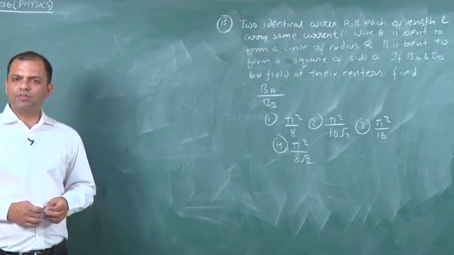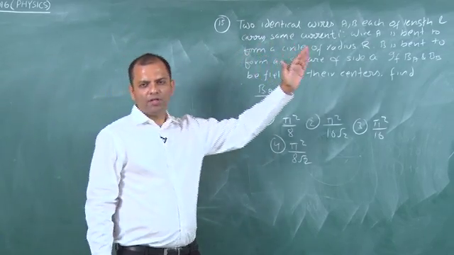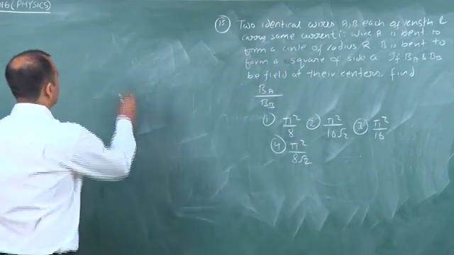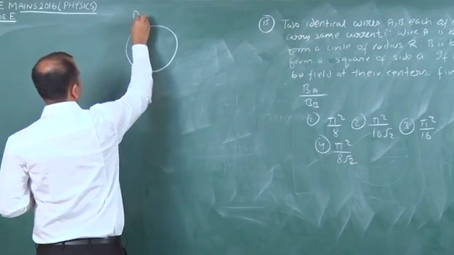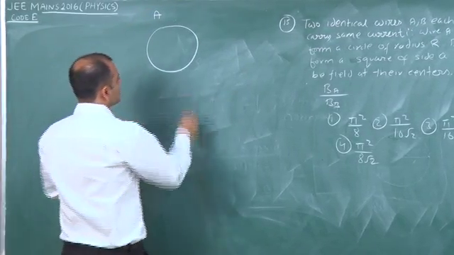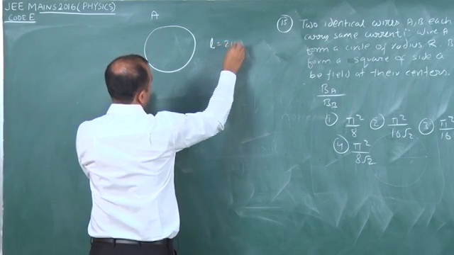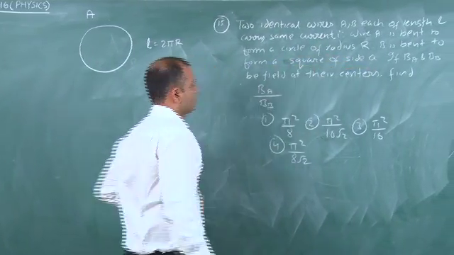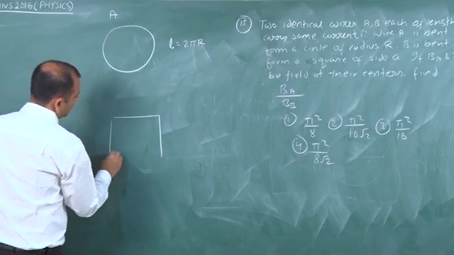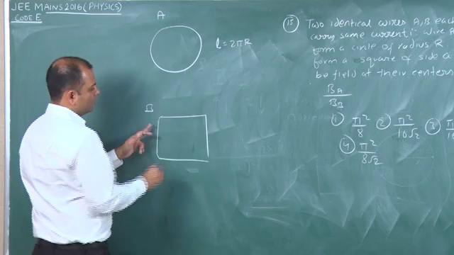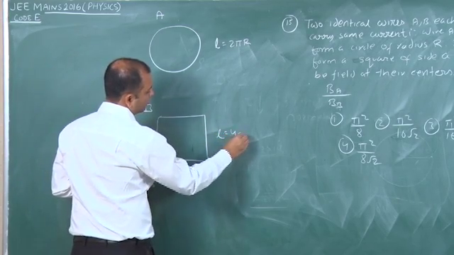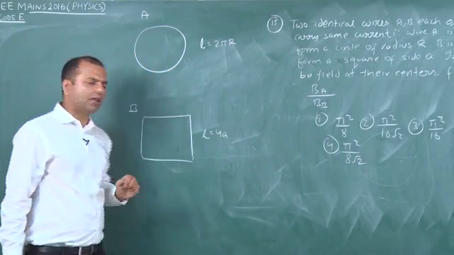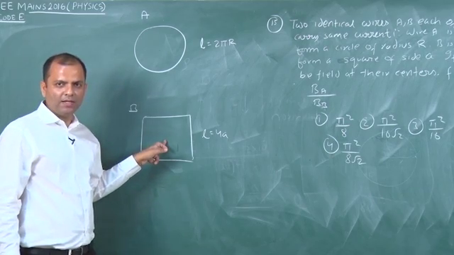Question number 15 is a question from magnetic effect of current. Two identical wires A and B, each of same length L, and they carry the same current I. Wire A is bent to form a circle of radius r. So, this is wire A. If the radius of the circle is r, obviously the length, which is the perimeter, equal to 2 pi r. Then wire B is bent to form a square of side A. So, the perimeter of this is equal to L, L equal to 4A. If BA is the field at the center of the circle A and BB is the field at the center of the square B, find the ratio BA divided by BB.